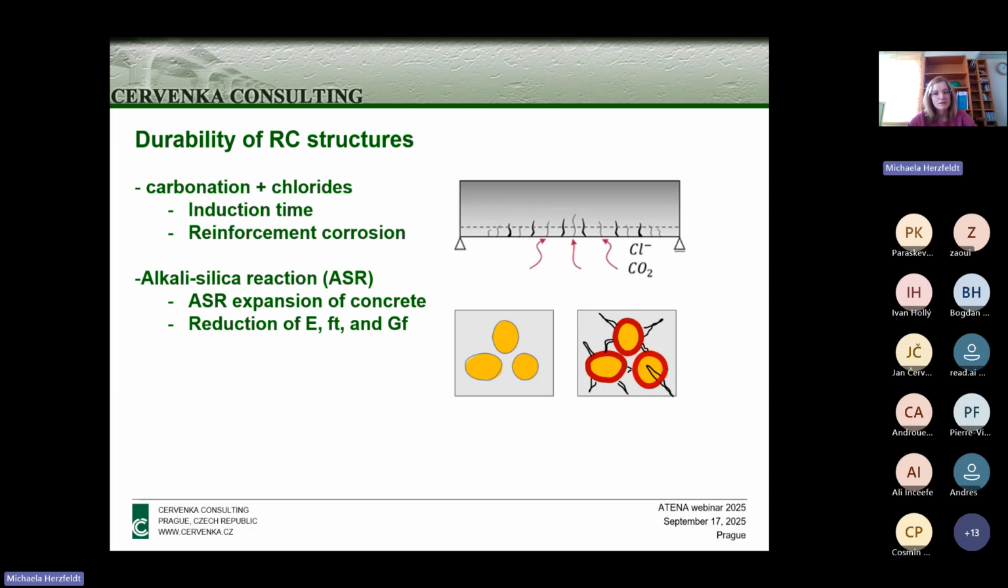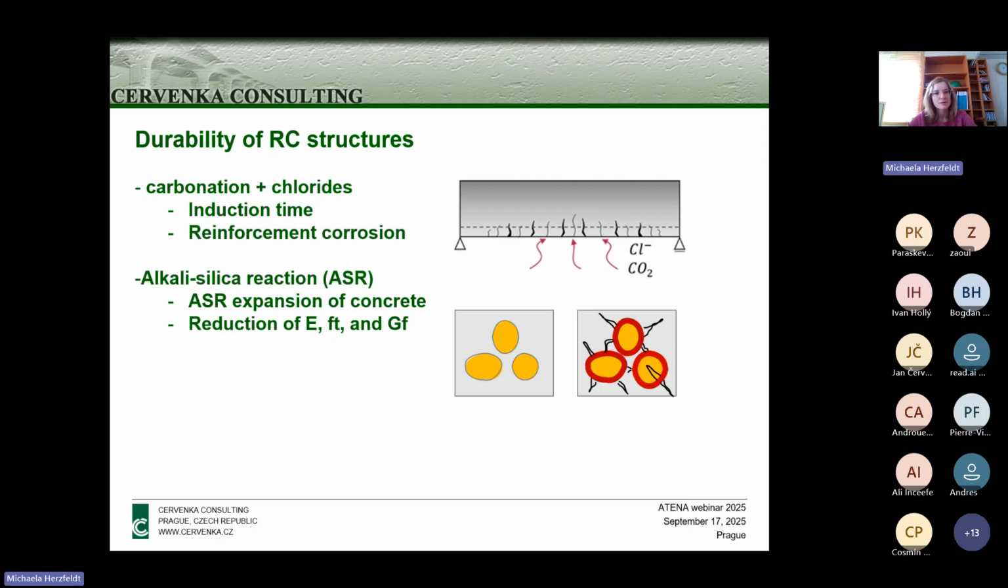So in ATENA, there are basically two types of durability analysis. The first one is the carbonation and chloride effect on the reinforced concrete structures, because it is mainly focused on the corrosion of the steel. Of course, carbonation and chlorides are penetrating the concrete, but once they reach the reinforcement, they can trigger the corrosion.